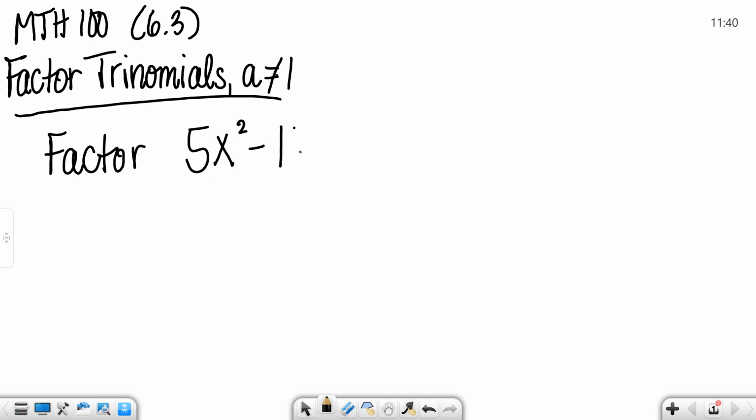And let's start with 5x squared minus 14x plus 8. All right, so anytime the directions tell us to factor, we always look for a greatest common factor first. Well, in this particular problem, there's not one. Okay, so that part's done.